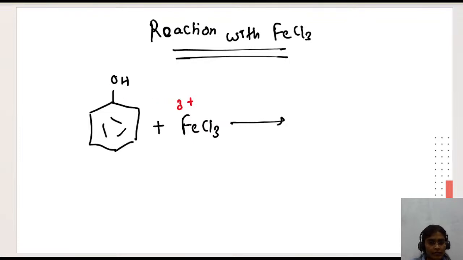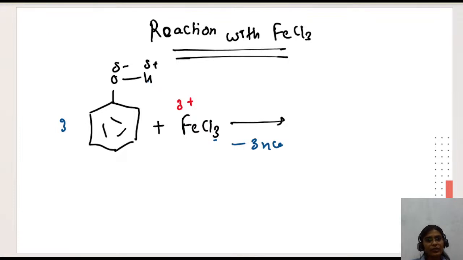Basically, what is happening? This is the acidic hydrogen, a polar bond with partial negative and partial positive. There are 3 chlorines, and the chlorine combines with hydrogen as HCl. So 3 HCl molecules are released, and the iron is combined with different oxygens. So minus 3 HCl released.